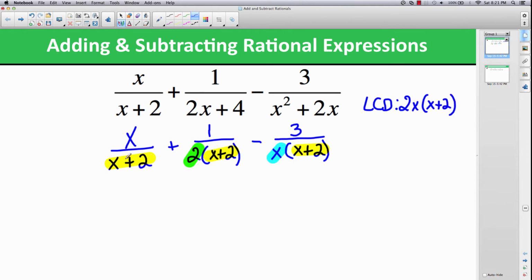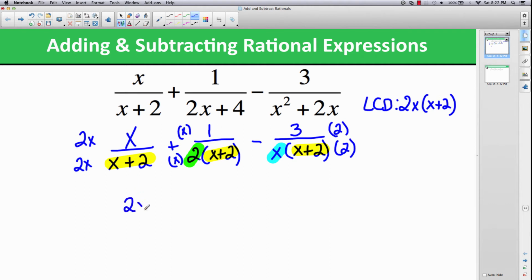Okay, so looking at this first fraction here, it doesn't have the 2 and it doesn't have the x, so we need to multiply by 2x over 2x. Second fraction doesn't have an x, so we'll multiply by x over x. And the third fraction doesn't have a 2, so we'll multiply by 2 over 2. Let's go ahead and multiply each of these fractions by what it doesn't have.